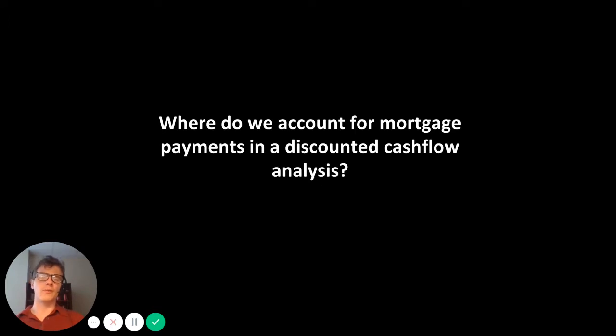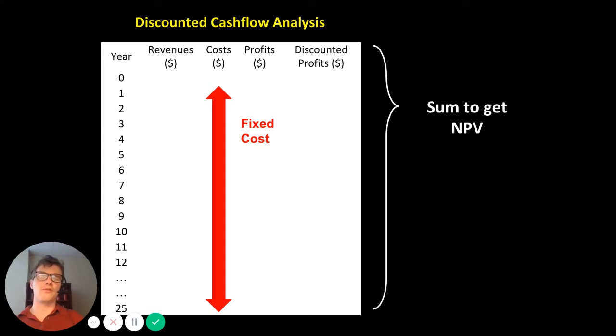So where do we account for mortgage payments? In a discounted cash flow analysis. These are costs. They're fixed costs. The utility has no choice but to pay the mortgage back every year. So these are costs that the utility would incur that do not change with the amount of electricity that's produced.